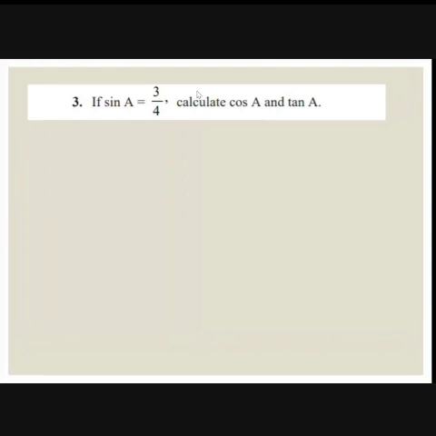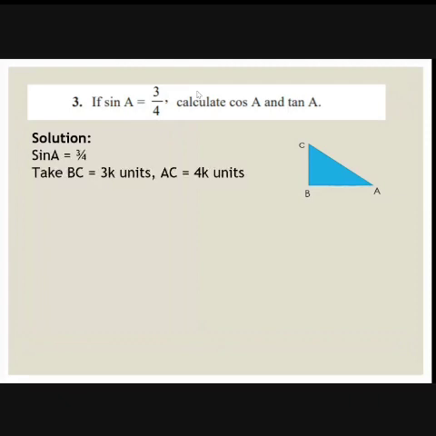Like, if sine A is 3 upon 4, find cos A and tan A. Give some time to the students to think. Then ask them to draw the triangle taking A as the acute angle. And then sine A is 3 upon 4 means perpendicular upon hypotenuse, or the opposite side upon the hypotenuse. So BC upon AC is 3 upon 4. So I take BC equal to 3K units and AC equal to 4K units.